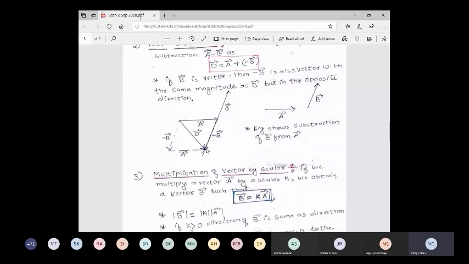Again, as per the procedure explained, if I join the tail of A to the head of B, it represents A minus B. So the D vector represents A minus B. If you complete the parallelogram again, you can also verify that the D vector is the same as minus B plus A.